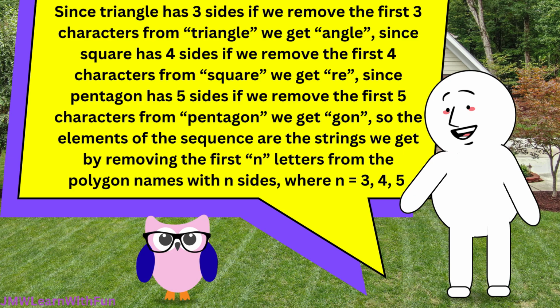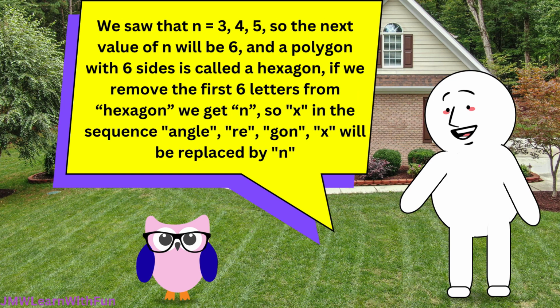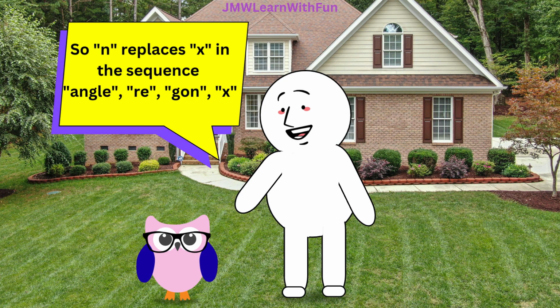So the elements of the sequence are the strings we get by removing the first n letters from the polygon names with n sides, where n equals 3, 4, 5. The next value of n will be 6, and a polygon with 6 sides is called a hexagon. If we remove the first 6 letters from hexagon, we get n. So x in the sequence angle, re, gon, x will be replaced by n. So n replaces x in the sequence.